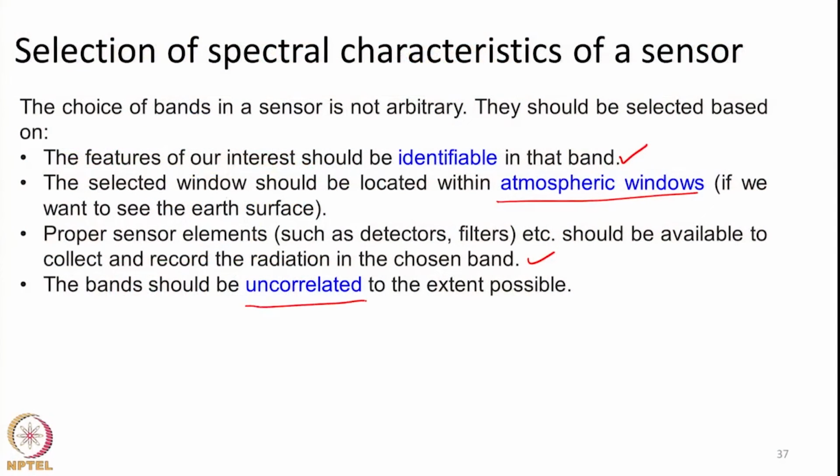Then the band should be uncorrelated to the extent possible. Uncorrelated in the sense, let us say we have two neighboring bands. If in band 1 DN increases, in band 2 DN increases, and if in band 1 DN decreases, band 2 DN decreases. So, essentially you have a similar response between band 1 and band 2. The output we finally get from these two bands will be more or less the same, so we get an equal amount of information from both bands. So, essentially the bands which we choose should give us new information.